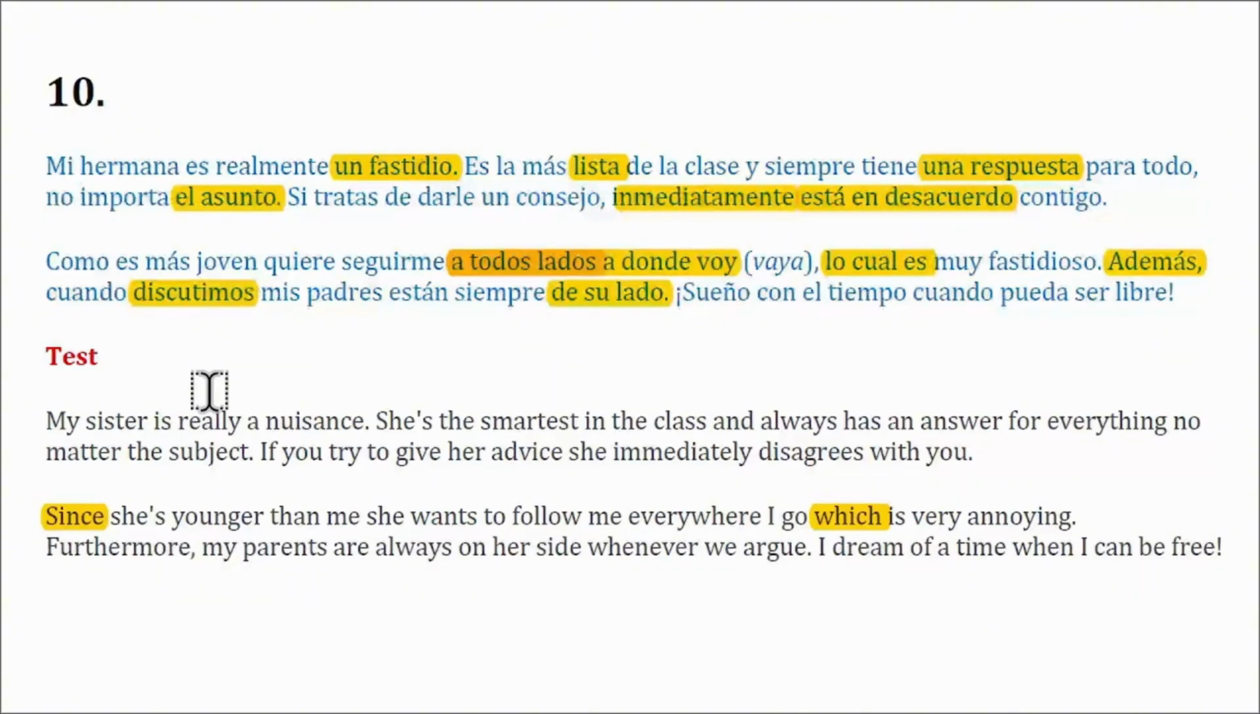Finally, we have sueño con el tiempo cuando pueda ser libre. So I dream with the time. Here's a little thing where in the intro I was talking about how these little things catch you out, because in English we say I dream of a time, whereas in Spanish it's I dream with the time. Sueño con el tiempo. Now we have the word cuando triggering the subjunctive, because this is not describing a habitual regular action, right? So cuando pueda, when I might be free, ser libre. As you can see, even though this is a short little paragraph, there's a lot in here that can catch you out.